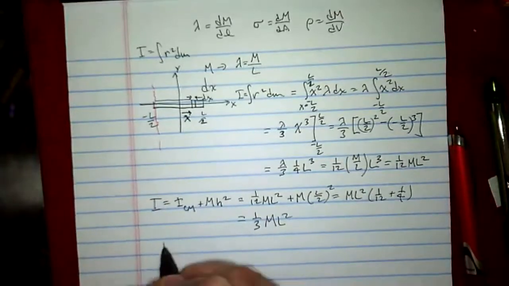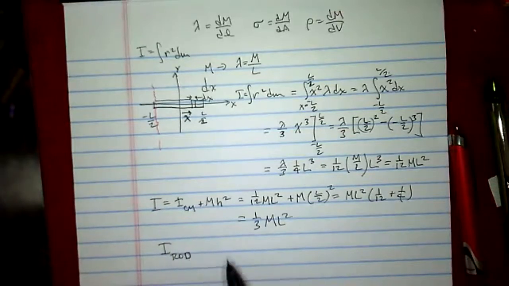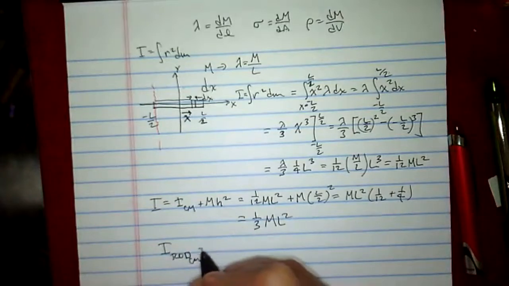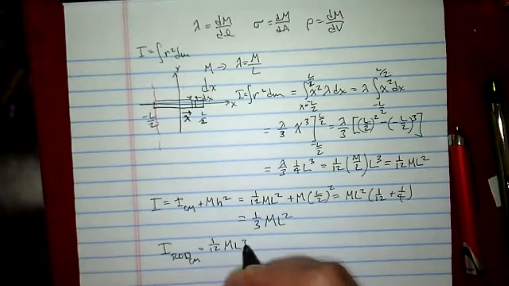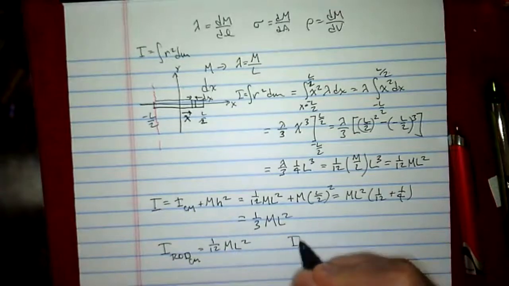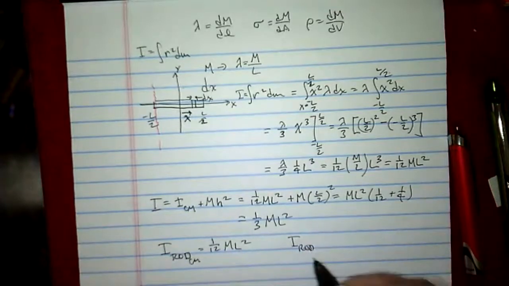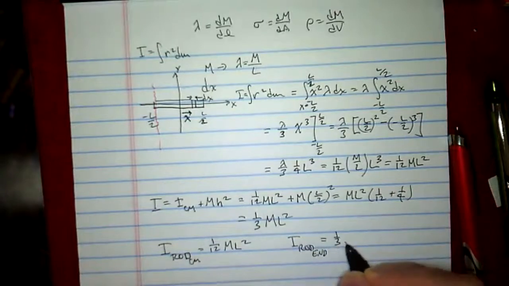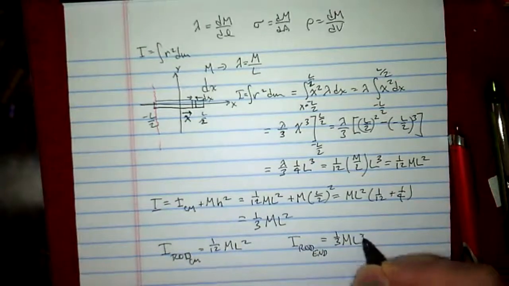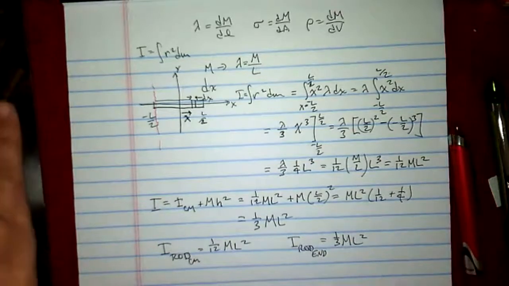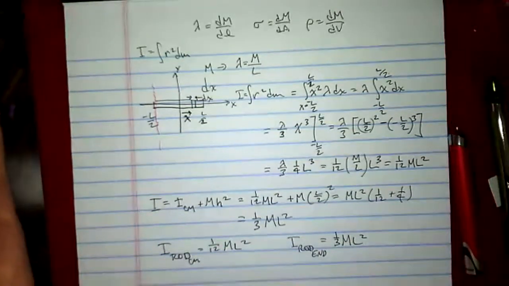So in conclusion, our moment of inertia for our uniform rod about the center of mass is 1/12 mL squared. And for the uniform rod about the end, it should be 1/3 mL squared. That's it. So that clears some things up for you.